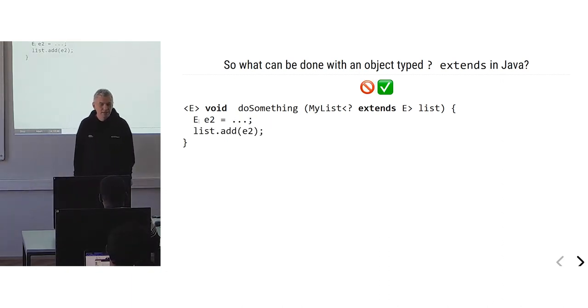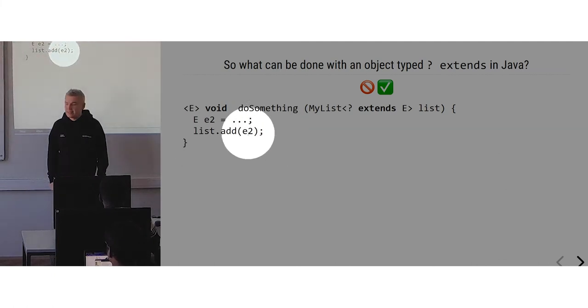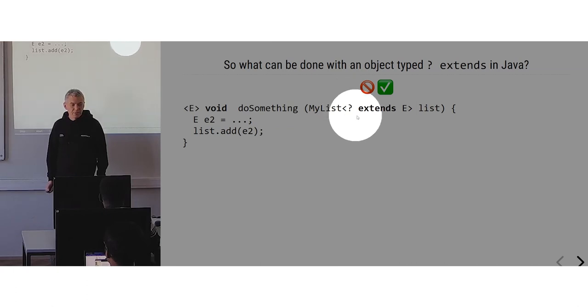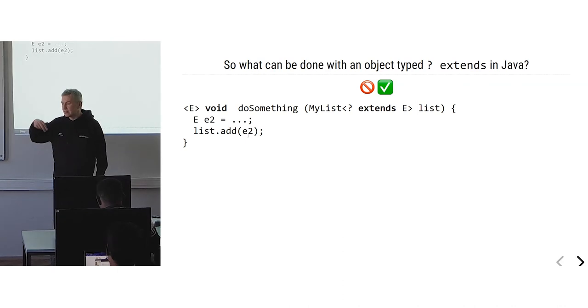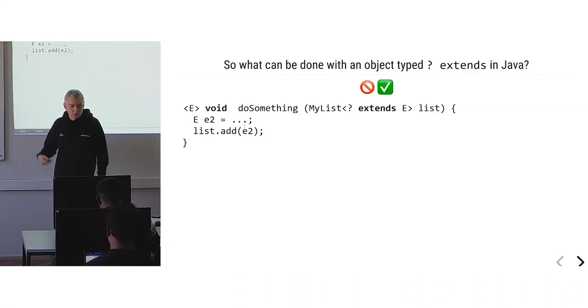What about this? No, it won't compile. You are adding values, you are writing values. And see, it's a question mark extends E. So it might be a list, for example, if E is Person, it might be my list of Manager, right? And we just obtained a Person here. We might try to put a Person to a list of Manager. Might try or might not try. Just at compile time, we cannot figure out. So it won't compile.